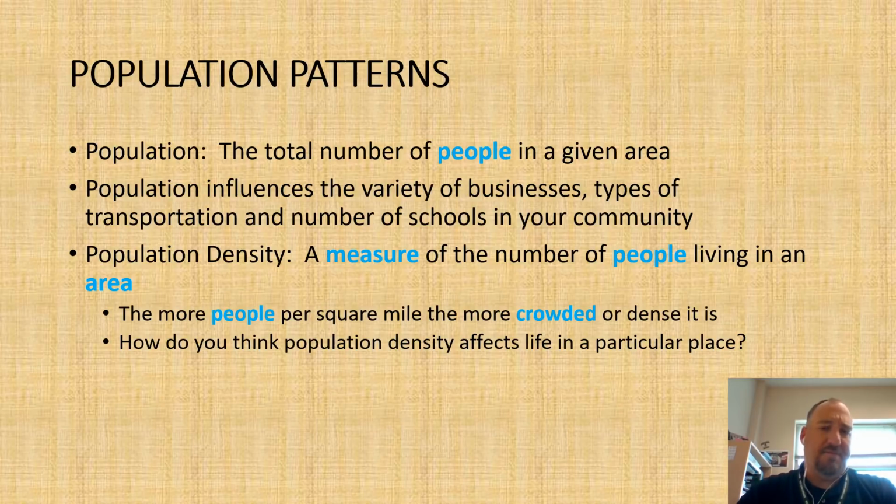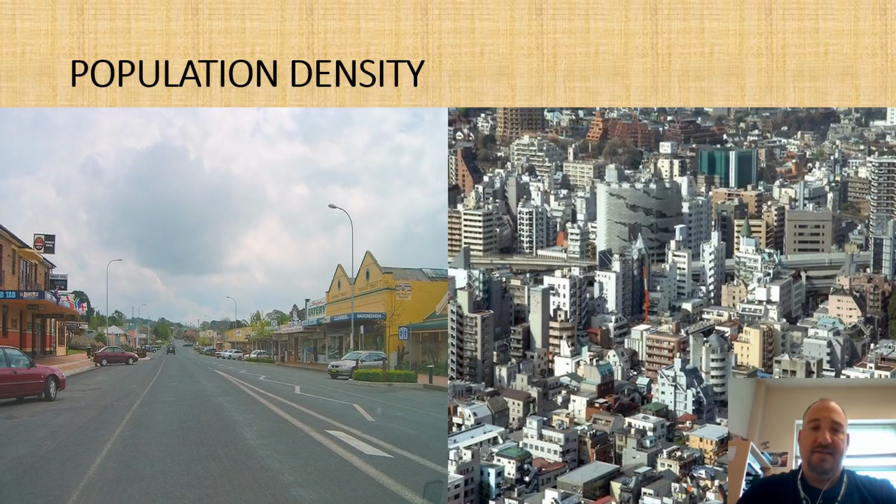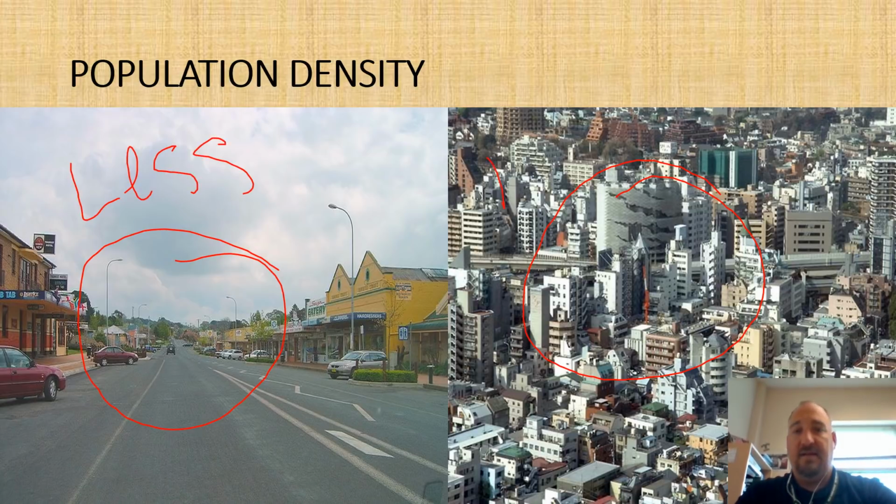So then a question being, how do you think population density affects life in a particular place? So we're looking here, this would be very dense as compared to the picture on the left, right? So the number of people living in that size area is going to be much more than when we're looking here. So this is less dense, and this will be more dense. There's more people per square mile.